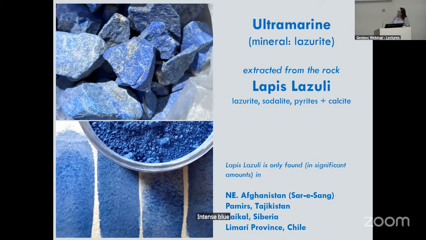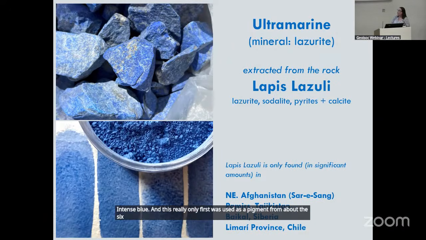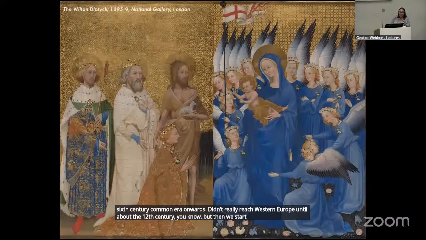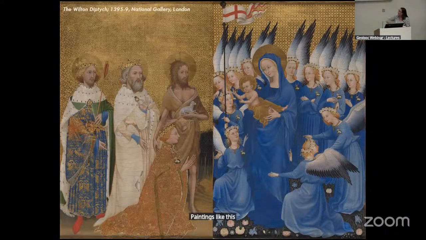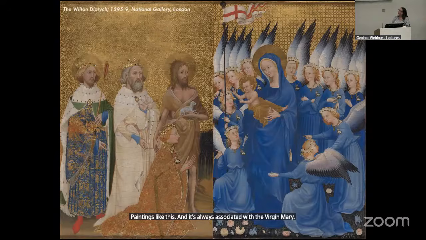And this really only first was used as a pigment from about the 6th century Common Era onwards. It didn't really reach Western Europe until about the 12th century, but then we start getting paintings like this. And it's always associated with the Virgin Mary. This is the Wilton Diptych in the National Gallery.